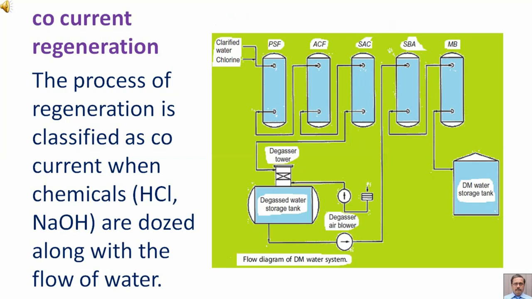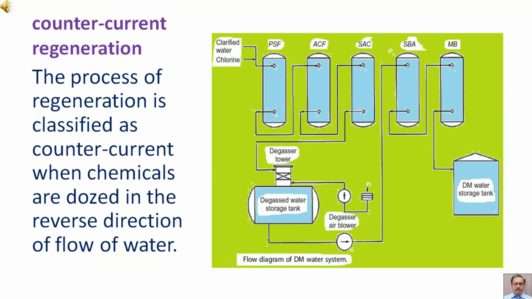The process of regeneration is classified as co-current when chemicals hydrochloric acid and sodium hydroxide are dosed along with the flow of water. The process of regeneration is classified as counter current when chemicals are dosed in the reverse direction of flow of water.